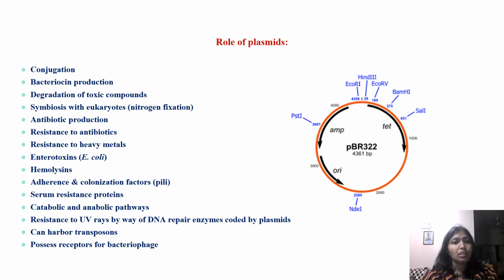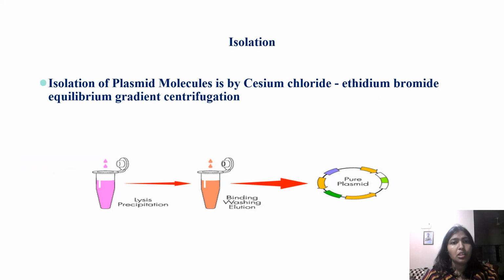Why are we taking plasmids for the construction procedure? So how should the plasmid be isolated? Isolation of plasmid molecules is by cesium chloride, ethidium bromide equilibrium gradient centrifugation. Mainly in the centrifugation process, the plasmid is isolated. So this is lysis and precipitation, and this is binding by solution, and finally we get the pure plasmid.